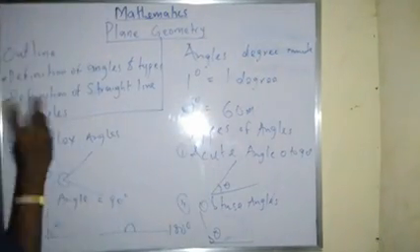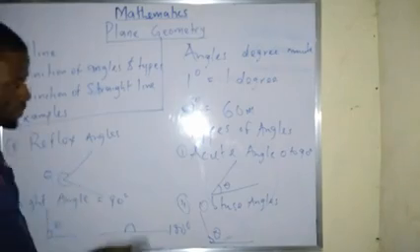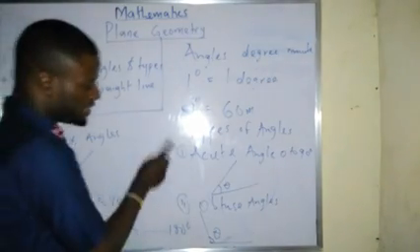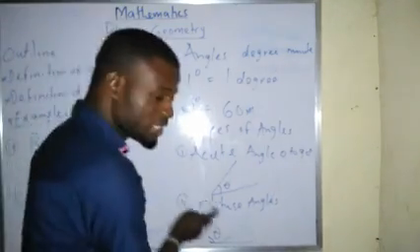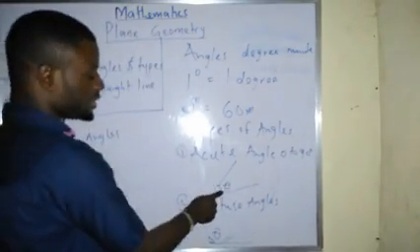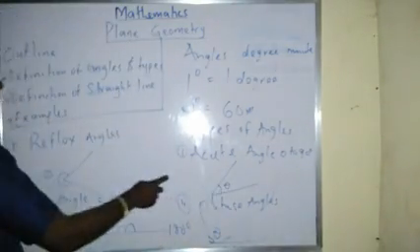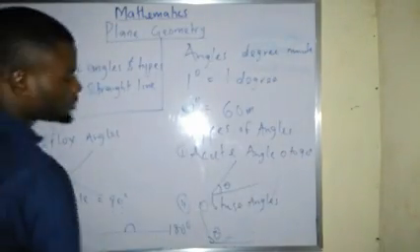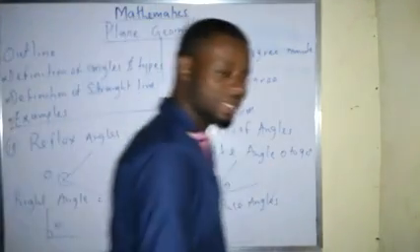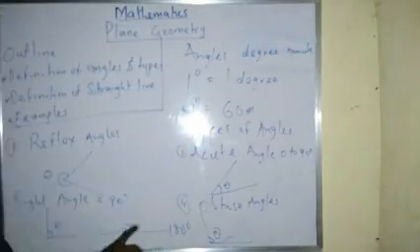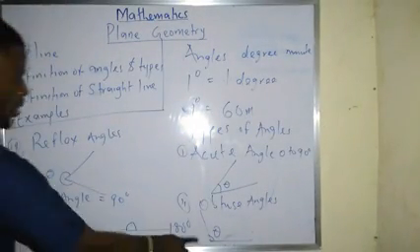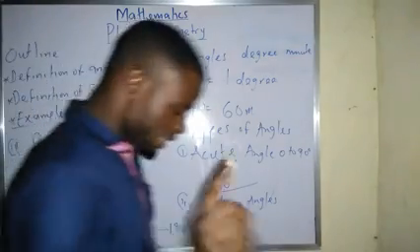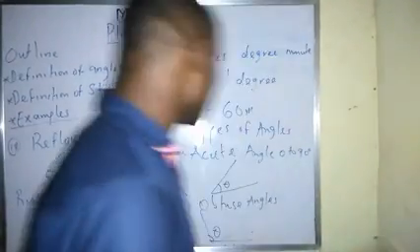Now, there are 5 types of angle presently available here. The first one is acute angle, which is between 0 and 90, but less than 90. The second one is obtuse angle, which is greater than 90 but less than 180. The next one is reflex angle, which is greater than 180 but less than 360.